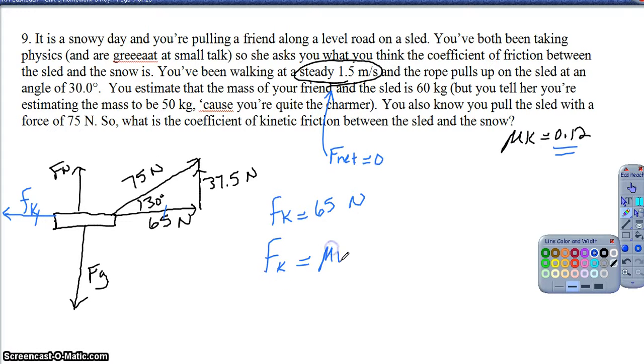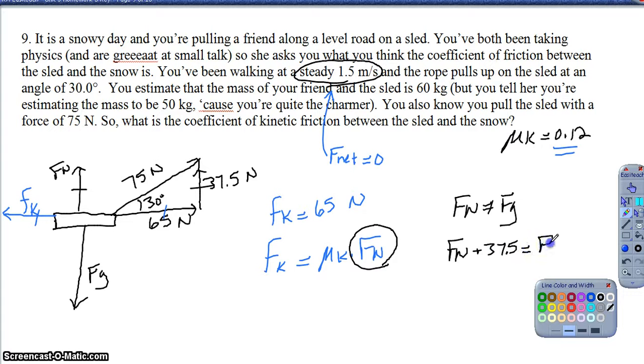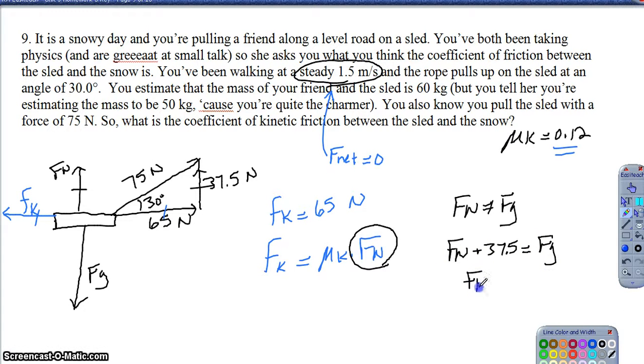Kinetic friction is the coefficient times the normal force. And the normal force is where we need to be careful with the second major aspect of this problem. When I pull up on the sled, the normal force is no longer just equal to the force due to gravity. Instead, the normal force plus this component need to equal the force due to gravity. So the normal force plus the 37.5 that I'm pulling up with, collectively those two equal the force due to gravity. In other words, the normal force equals the force due to gravity minus 37.5.